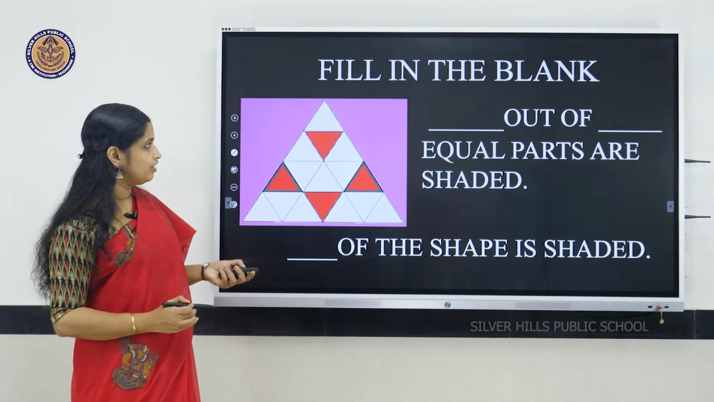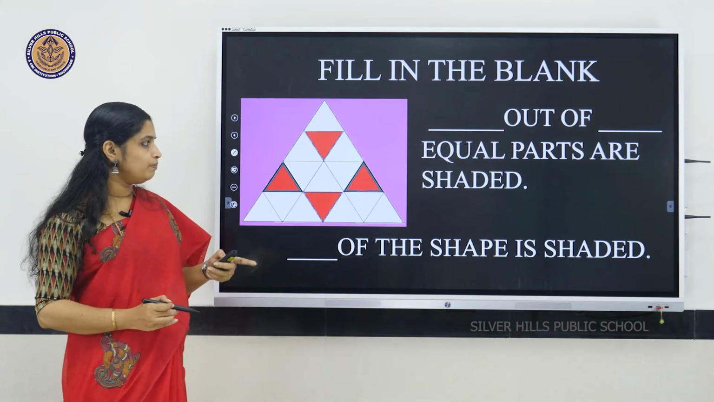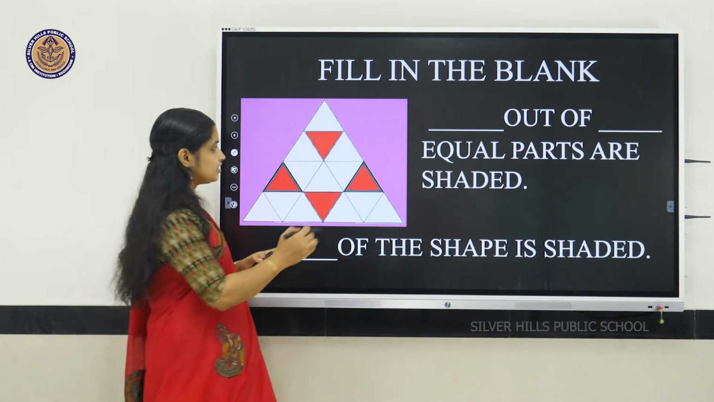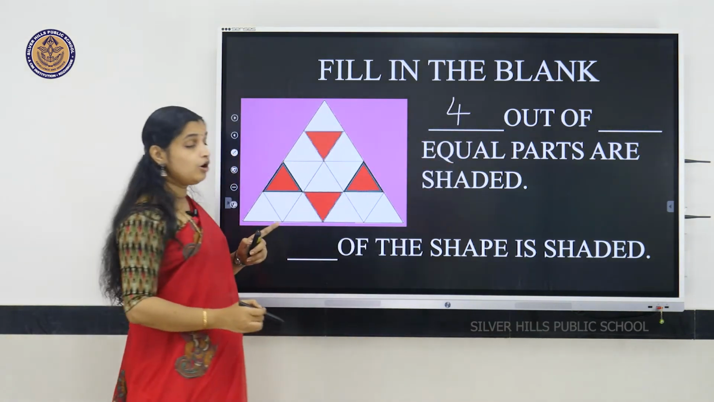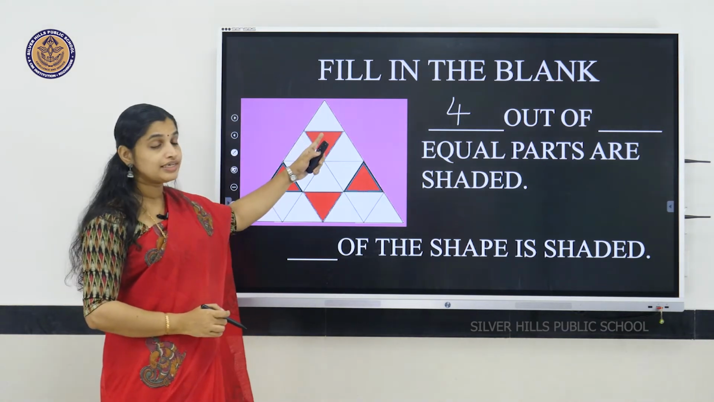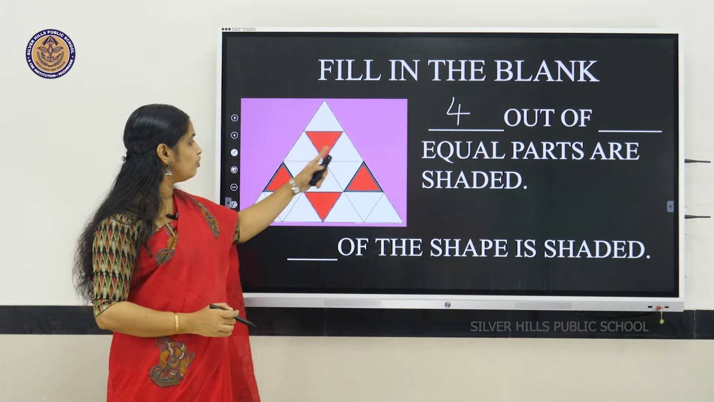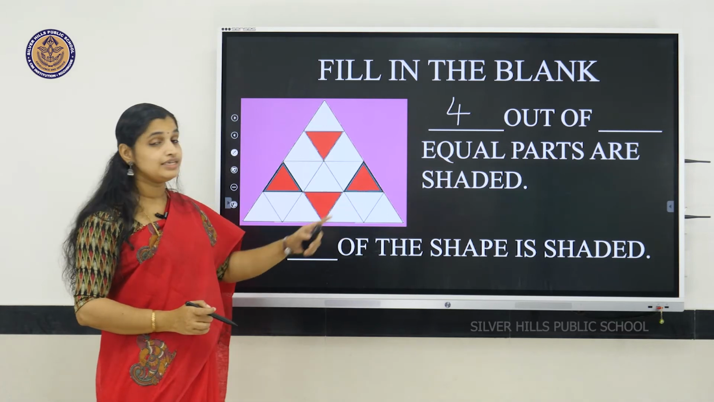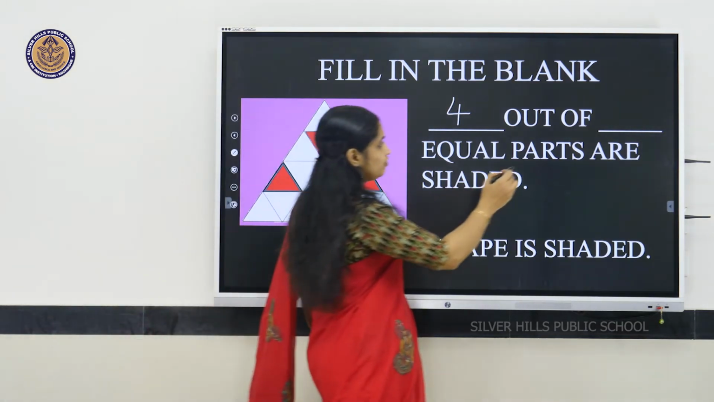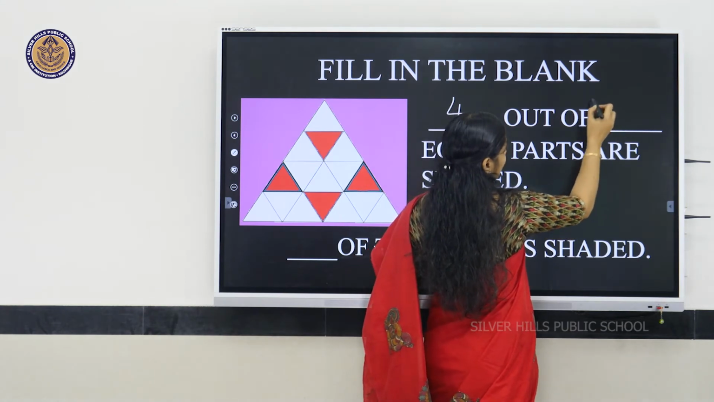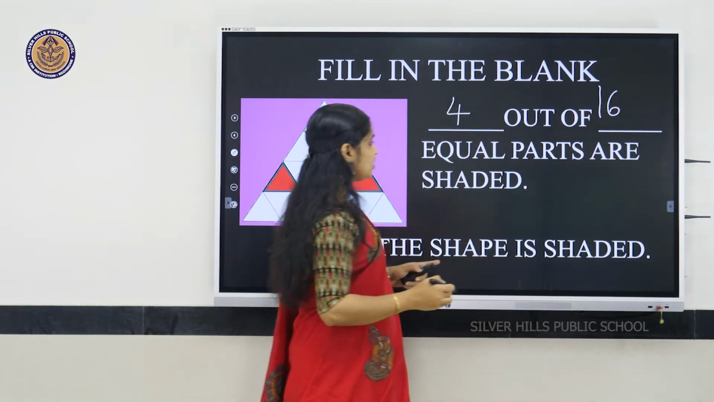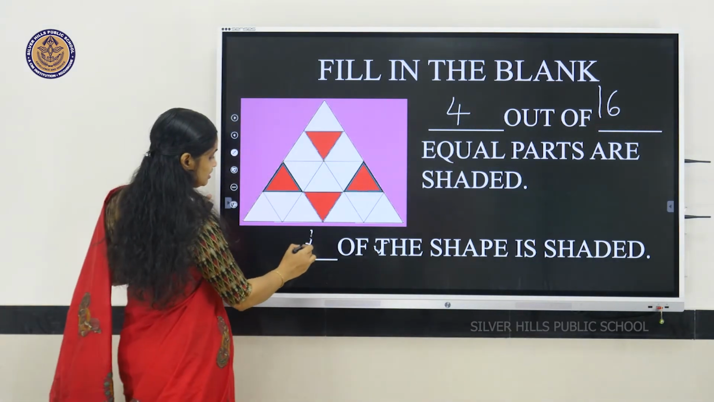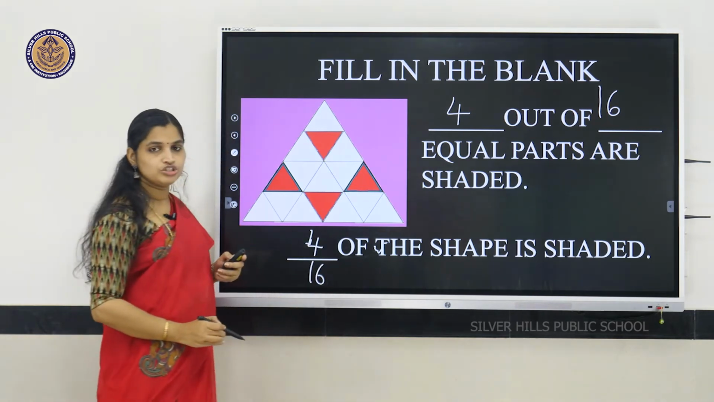Now see the next figure. Dash out of dash equal parts are shaded. So how many parts are shaded here? 1, 2, 3, 4 parts are shaded. So 4 out of, how many equal parts are here? How many equal triangles are here? 1, 2, 3, 4, 5, 6, 7, 8, 9, 10, 11, 12, 13, 14, 15, 16 parts are there. So 4 out of 16 equal parts are shaded. And dash of the shape is shaded. 4 by 16 of the shape is shaded.